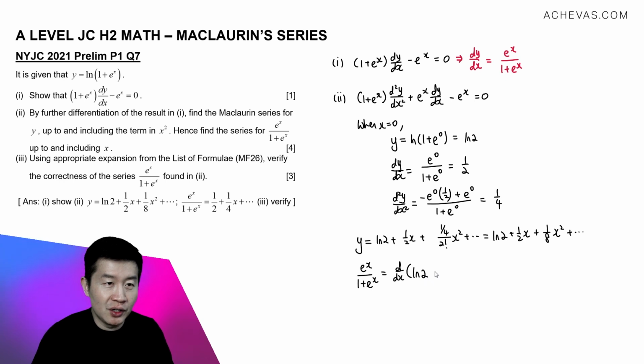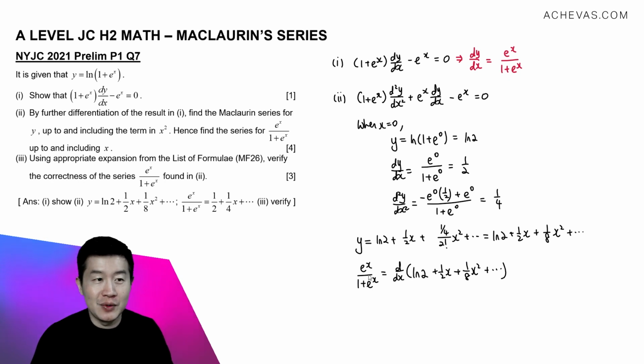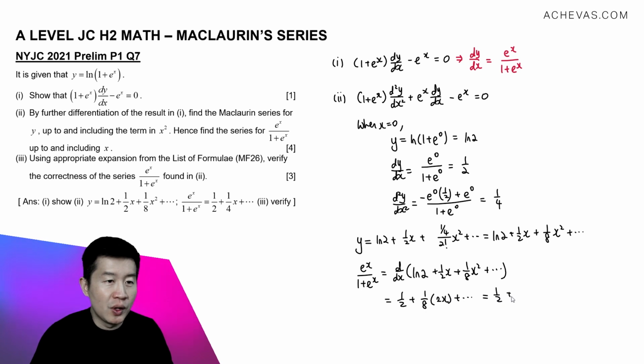So differentiating ln 2 plus 1/2 x plus 1/8 x squared and all the way up to infinity with respect to x will give us the series expansion for e to the power of x over 1 plus e to the power of x. So ln 2 is a constant, and differentiating this is 0. Differentiating this is going to be equal to 1/2, plus 1/8 differentiated gives a 2x, and all the way up to infinity. So this is equal to 1/2 plus 1/4 x all the way up to infinity.